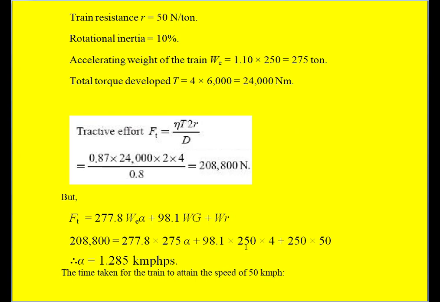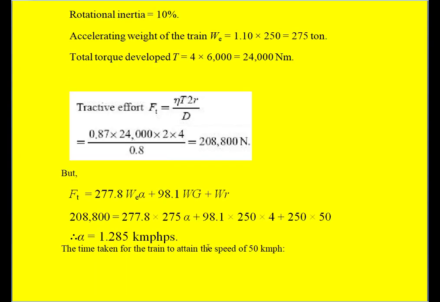Now we also know that the tractive effort at the driving wheel can be written like this: 277.8 We into alpha plus 98.1 W into G plus W into R. We have already calculated Ft, so we substitute that Ft value on the left side, equal to 277.8 into the effective or accelerating weight of the train, WA, that we just calculated, 275 tons, into alpha, which is not known, so we keep it as it is, plus 98.1 into the weight we know, that is 250 tons, into the percentage gradient, which is 4, plus W into R.